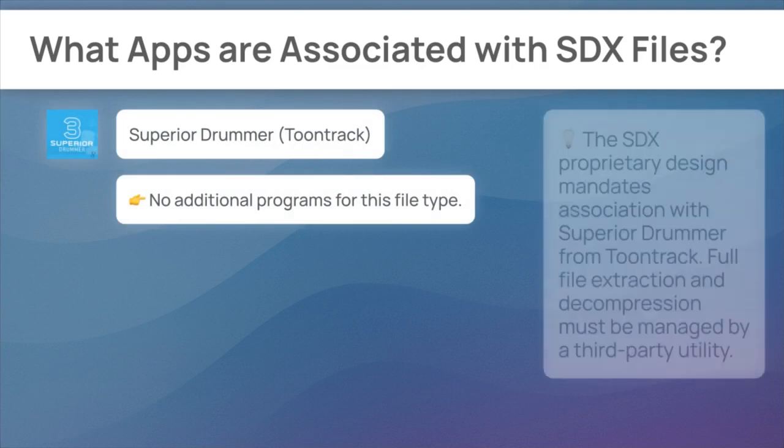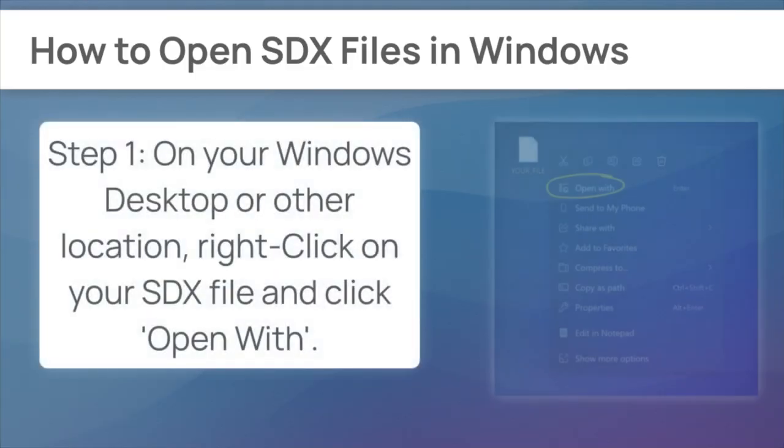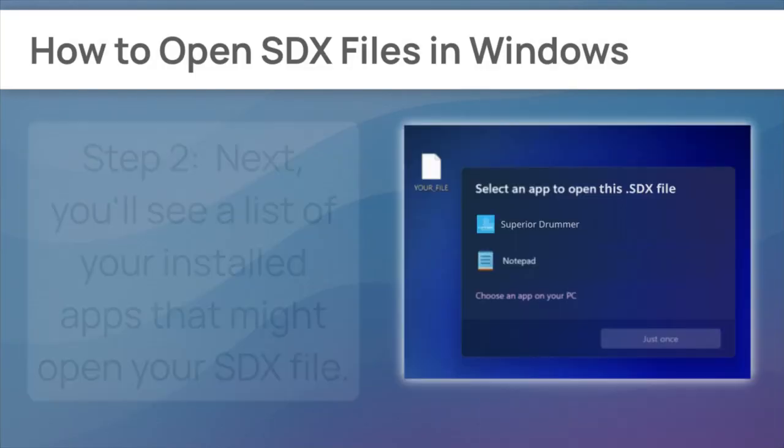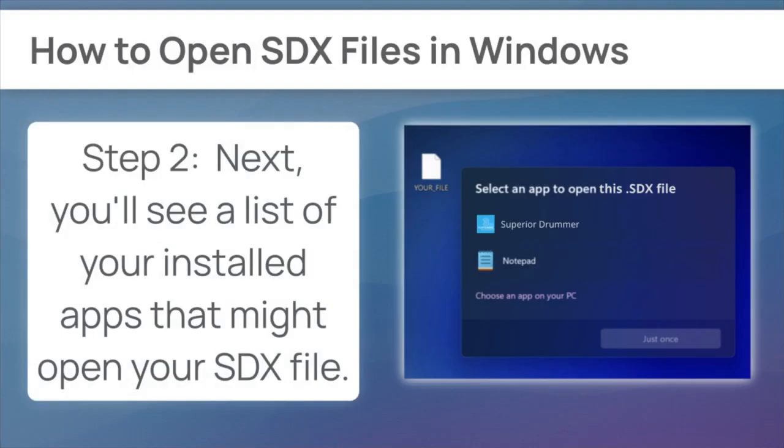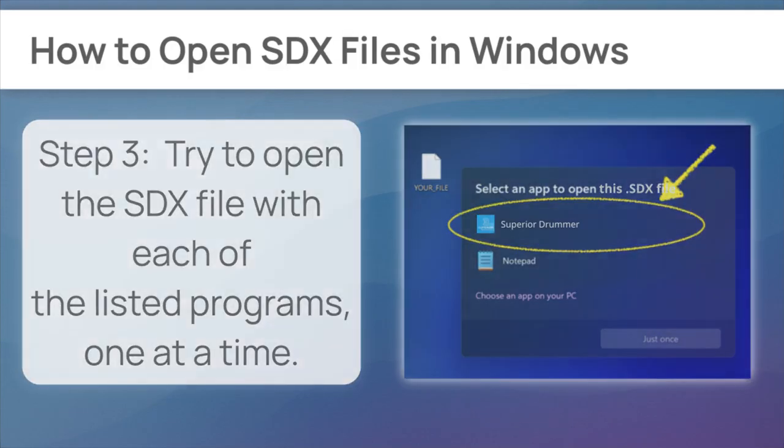To view all media streams, the file must be opened in a dedicated container program. Windows gives a simple file-level view, but understanding the data requires specialized software. Your first step towards full access: right-click the SDX file and select Open With. If Superior Drummer is on your system, try that first. If not, try another option immediately.